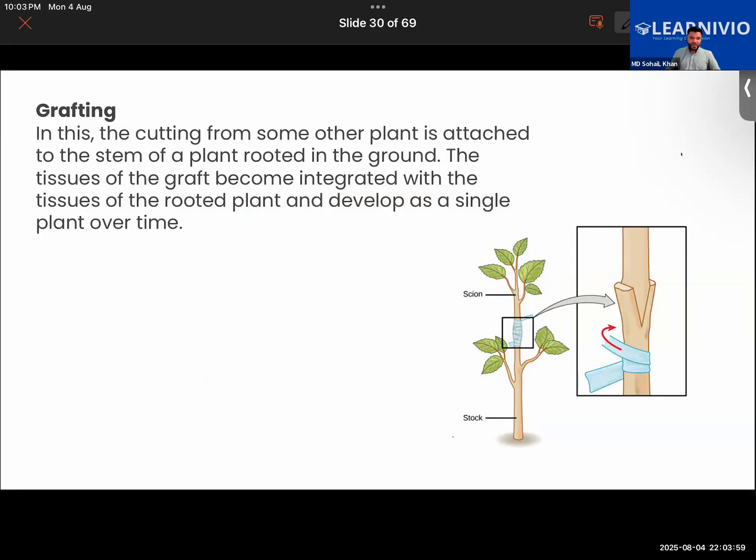Next, we have the method of grafting. So grafting is also simple and very effective. Sometimes two plants are joined together so that both of them can provide the desired characteristics to the new plant. Getting it? Both of them can provide desired characteristics to the new plant.